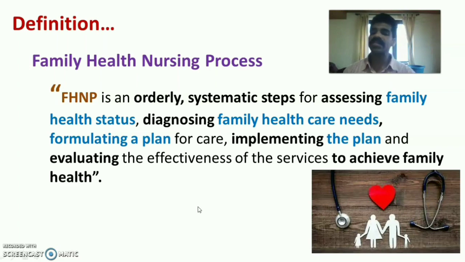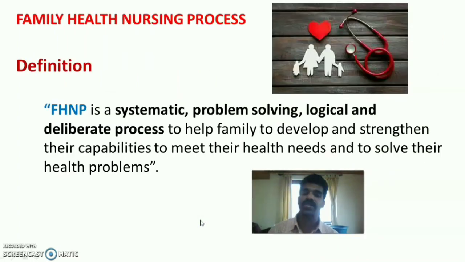So the second definition is: family health nursing process is an orderly, systematic series of steps for assessing family health status, diagnosing family health care needs, formulating a plan for care, implementing the plan and evaluating the effectiveness of the services to achieve family health. The third definition of family health nursing process is: a systematic, problem-solving, logical and deliberate process.